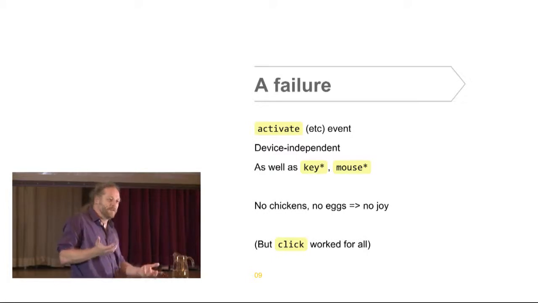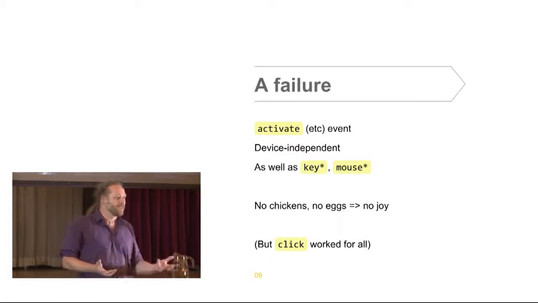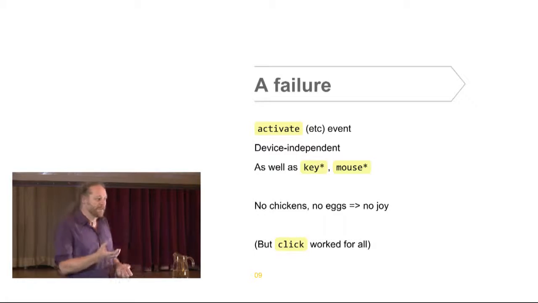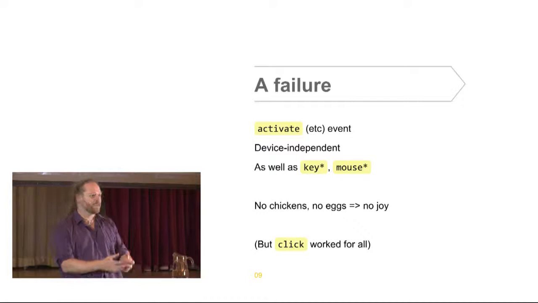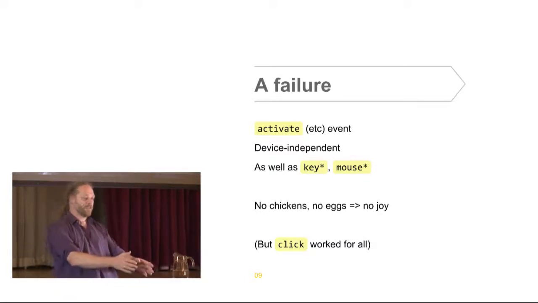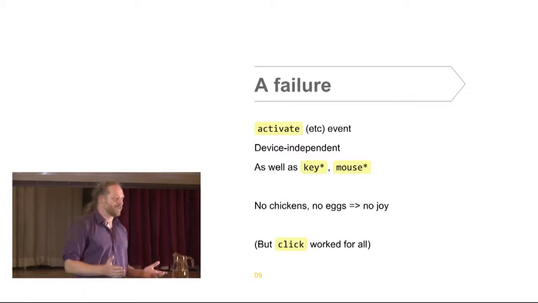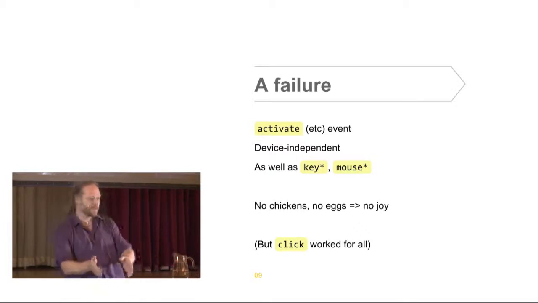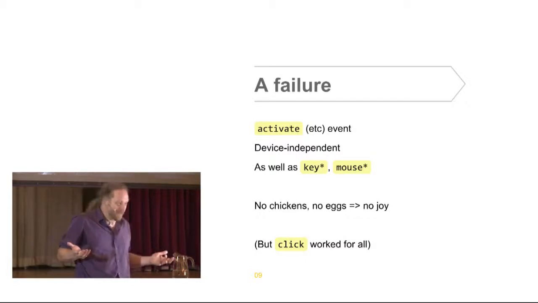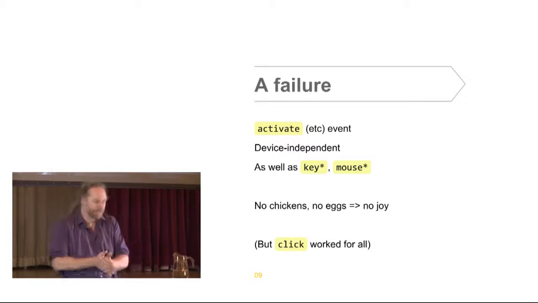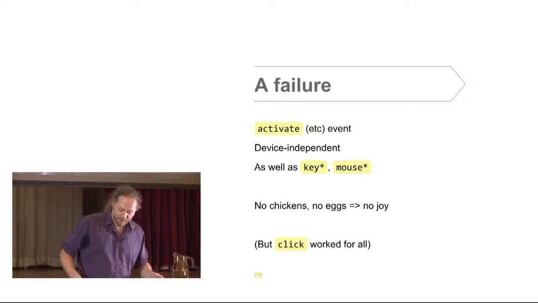Well, it was a chicken and egg issue, right? The browsers weren't implementing it properly. Developers weren't using it. Developers said, well, it doesn't work across browsers, and I've got to do all of the other stuff anyway, so why would I add even more stuff that doesn't actually work? And browsers said, well, developers aren't using this stuff, they're doing it the old way, so why would we spend hundreds of engineering hours implementing something no one uses? No chickens and no eggs, no joy. No roast chicken with omelets for breakfast.